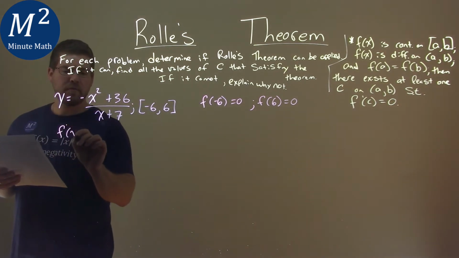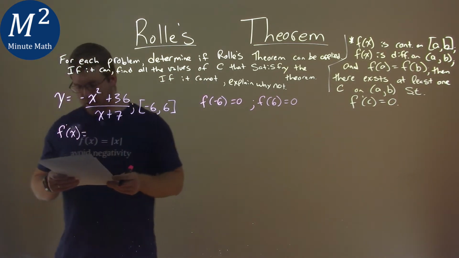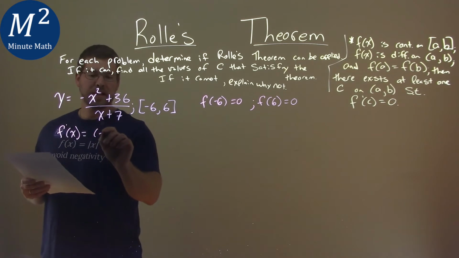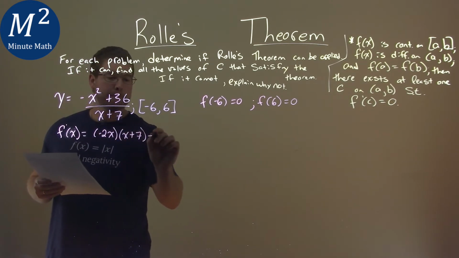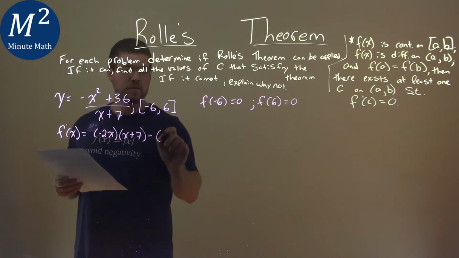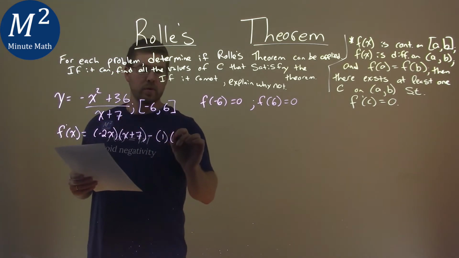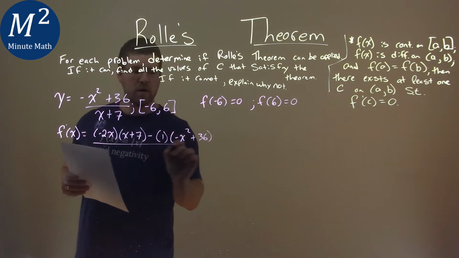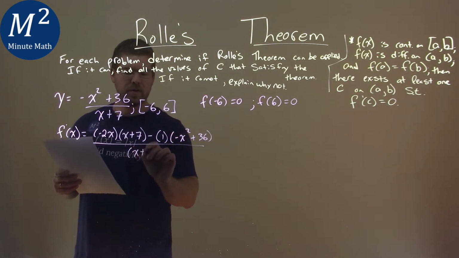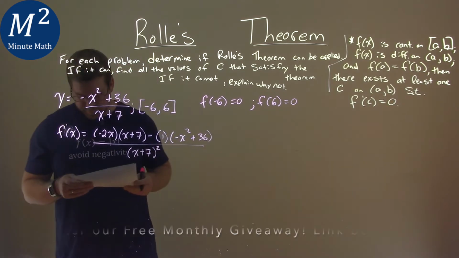F prime of x is equal to the derivative of the numerator, which is negative 2x, times the denominator, x plus 7, minus the derivative of the denominator, which is 1, times the numerator, negative x squared plus 36, all over our denominator, x plus 7 squared.